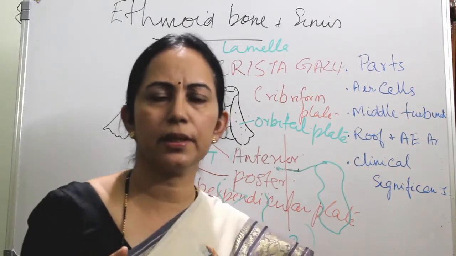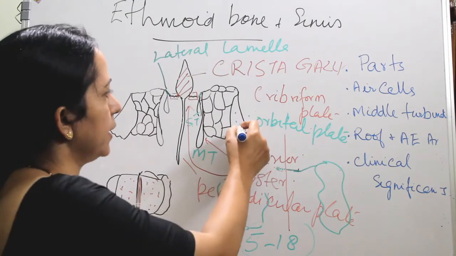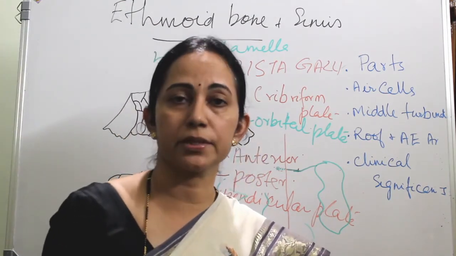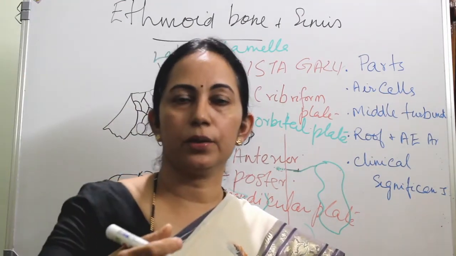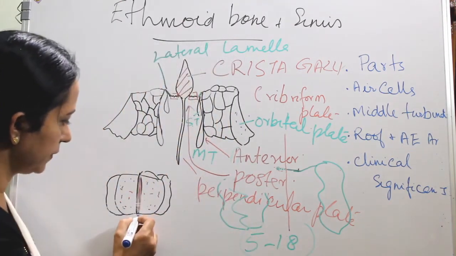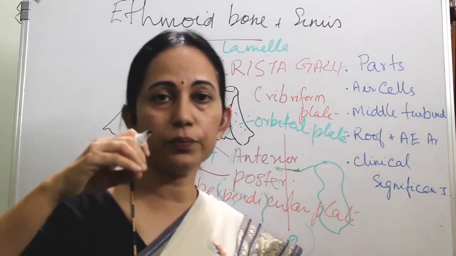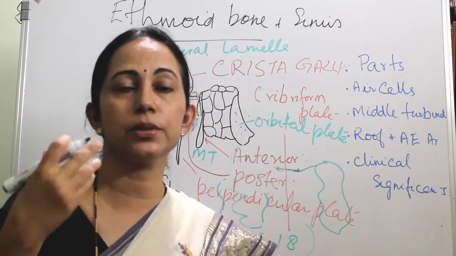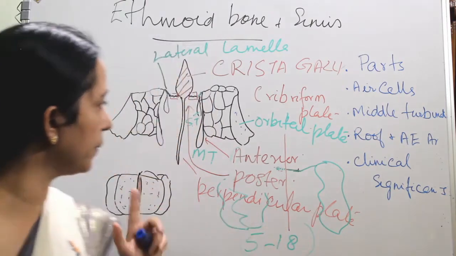Two more things along with this: the orbital plate may sometimes contain small dehiscences which allow the spread of infection from the ethmoid to the orbit. And on the anteriormost part of the crista galli there is the foramen cecum. Here it comes in the superior part, and through the foramen cecum an emissary vein goes from the nasal cavity to the superior sagittal sinus. Okay, that also you have to remember.